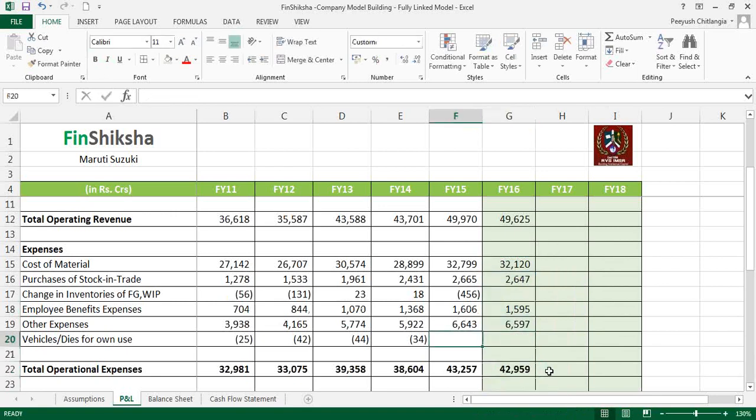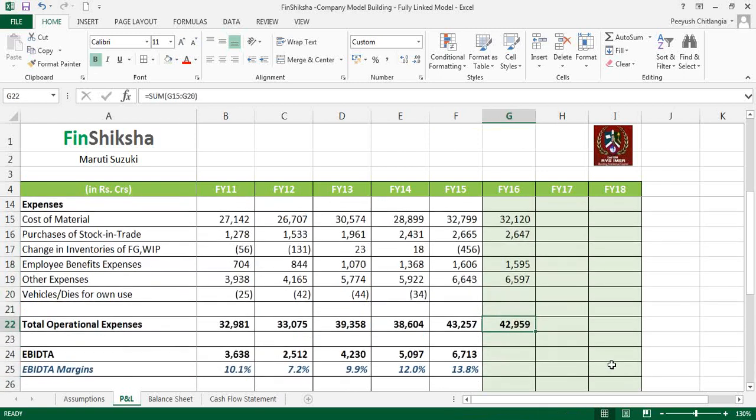Remember, we have not assumed any vehicle for own use, because that's a very small number anyway. And we have not really incorporated change in inventories of finished goods and work in progress, because we have assumed that to be a part of raw materials itself in our calculations, right? So all this is included. That gives us a total expense for the year of 42,959. Correct?